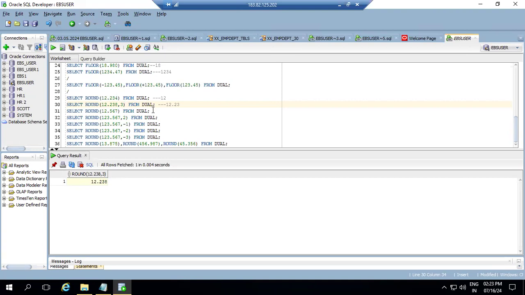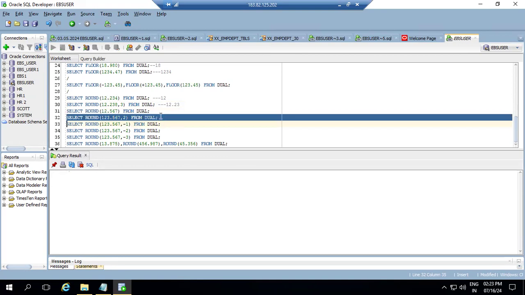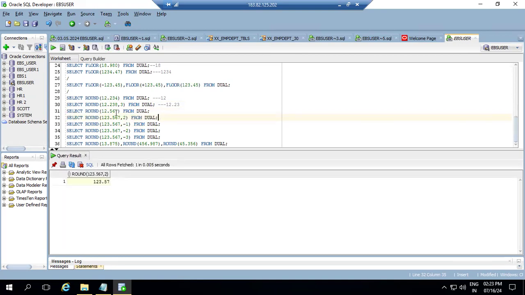So coming to the next one. Select round 12.5 to 0 places, it is 13 over here. So obviously you get the output as 13, because the value is 5 or more, so one is added here. Coming to the next one, round of 123.567, 2. The output is 123.57, here it is greater than 5, so one is added here.